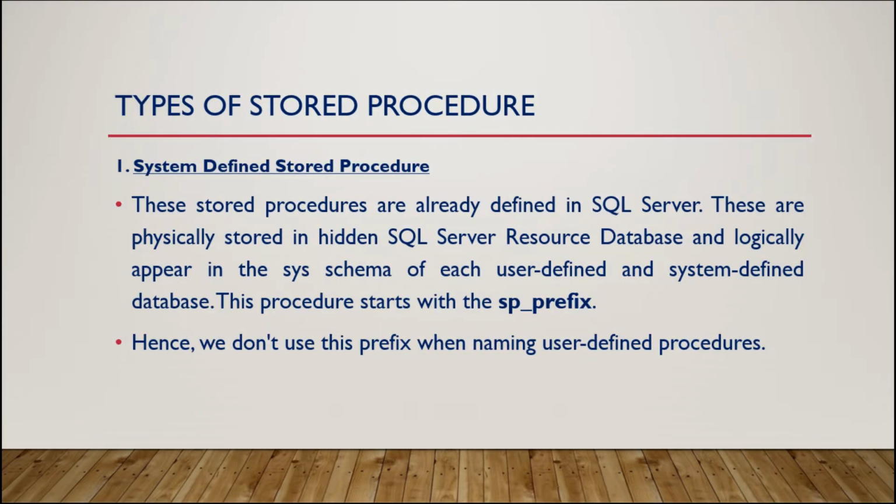Now let's check one by one what are the types of stored procedures. The first one is system defined stored procedure, and these stored procedures are stored in the system databases, and usually it starts with sp underscore and the stored procedure name. Now this prefix, sp, is not usually used for user defined procedures, but it's used for the system defined stored procedures. Let's check how it looks.